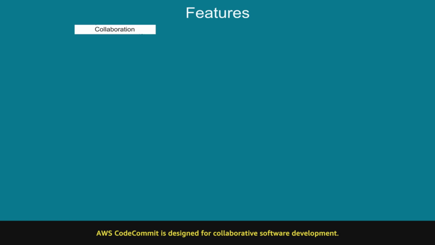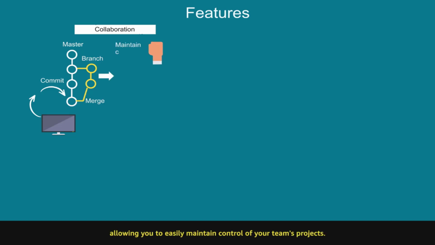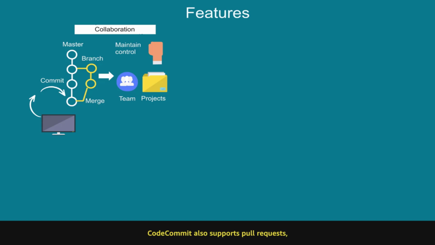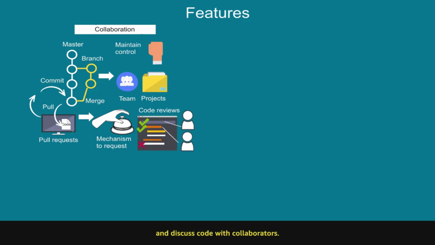Here are the key features. AWS CodeCommit is designed for collaborative software development. You can easily commit, branch, and merge your code, allowing you to easily maintain control of your team's projects. CodeCommit also supports pull requests, which provide a mechanism to request code reviews and discuss code with collaborators.